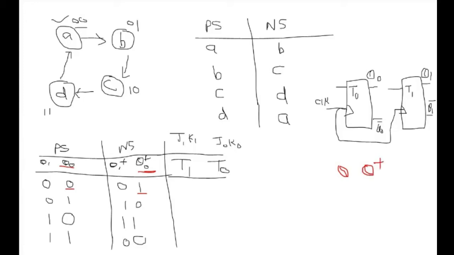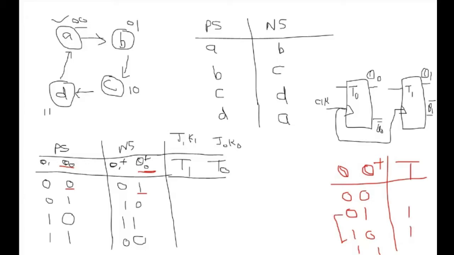Q1 plus and T. What was the excitation table? If you remember, 0 0, 0 1, 1 0, and 1 1. So there is a toggle in the present state and next state. T was 1, otherwise T was 0. This is how our T flip-flop is working. When T is 1, the next state will be the toggle of the previous state. If T is 0, the next state is equal to my previous state.